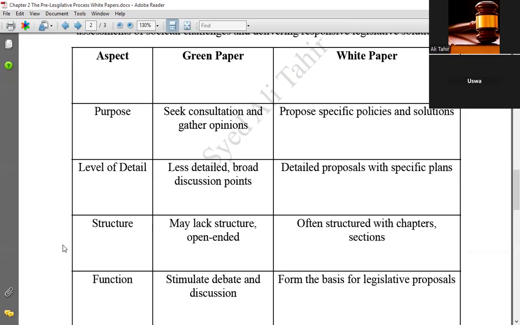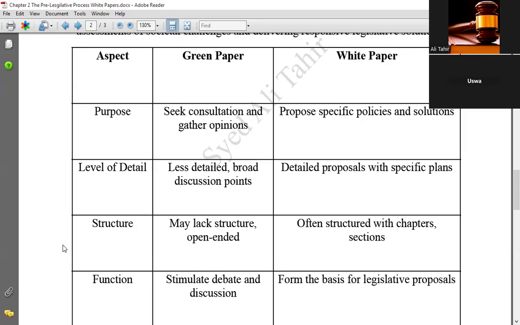So, where purpose is concerned, green papers actually aim to ask the people to gather opinion only. Sometimes it is existing opinion that is enhanced upon and worked upon, and sometimes it will be a call for information. However, in white papers, specific policies and solutions are hereby proposed.